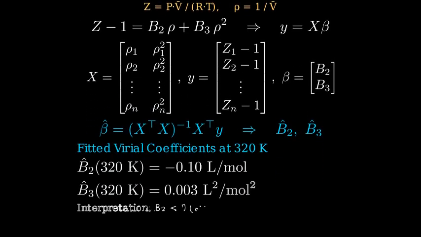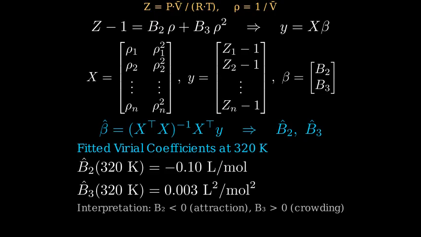Using the data above, the fitted coefficients at 320 Kelvin are B2 hat equals negative 0.10 liter per mole, and B3 hat equals 0.003 liter squared per mole squared. Chemically, a negative B2 indicates net attractions at this temperature, and a small positive B3 captures higher order crowding effects.